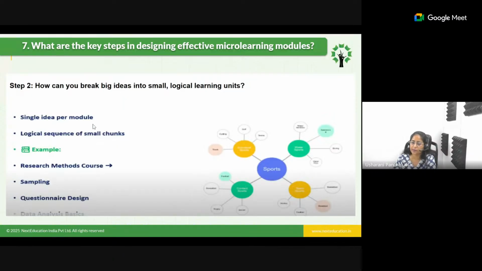It is single idea per module, as we told, single concept, logical sequencing of small chunks. You cannot randomly play them. You need to go in a sequence. That is where your micro learning modules will be a hit, provided you sequence them properly.